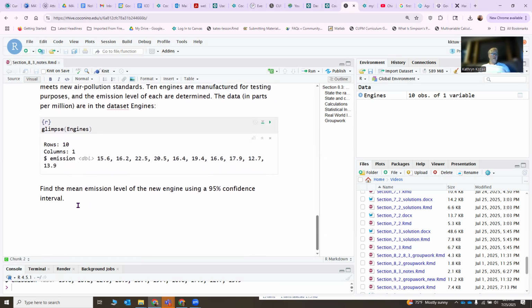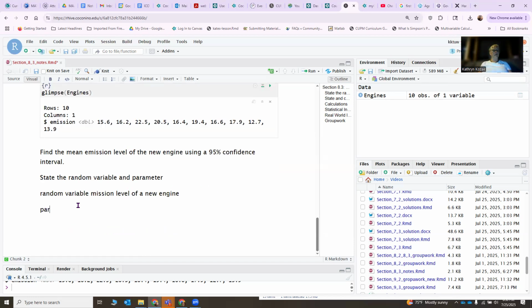Okay. So again, first step is to state the random variable and the parameter. So our random variable is the emission level of a new engine. The parameter is the mean emission level of a new engine. Now let's state and check the conditions.